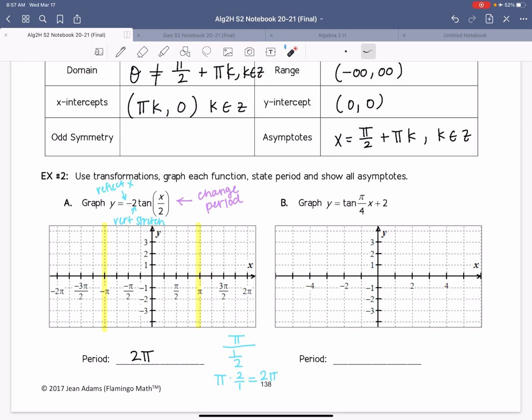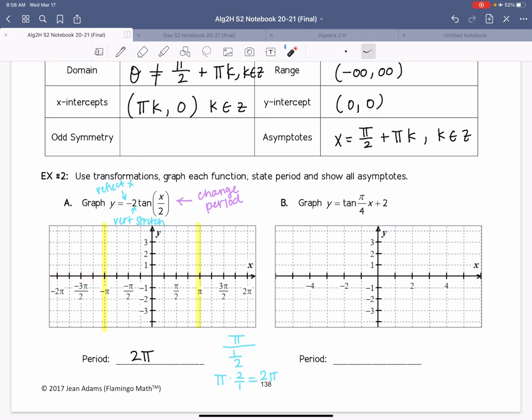So that's honestly the only ones that even fit on this graph. Because then my next one would be over here at 3 pi and over here at negative 3 pi. So those don't even fit on our graph.